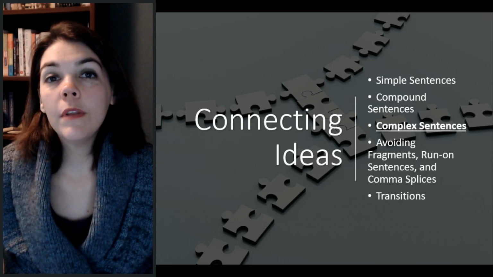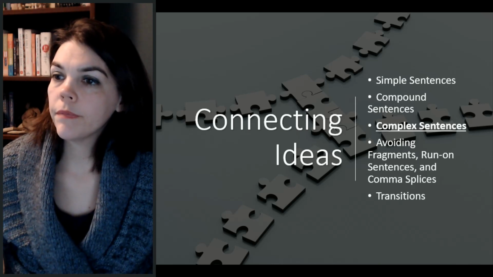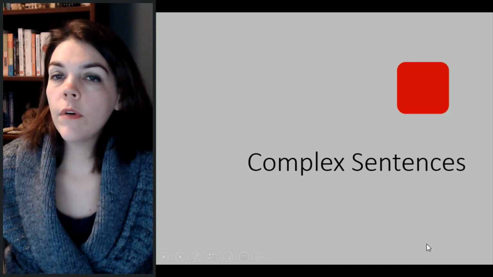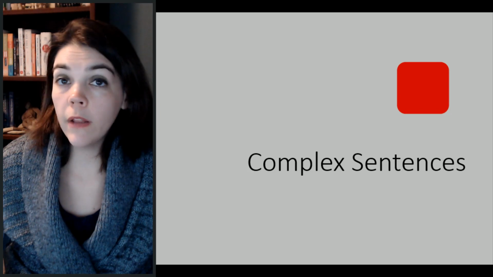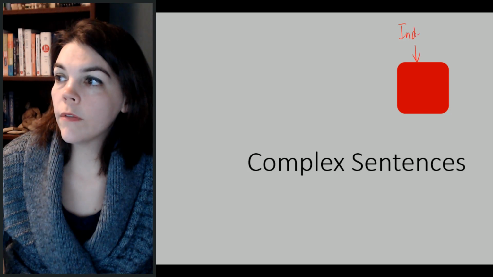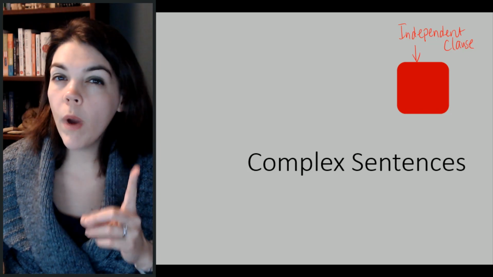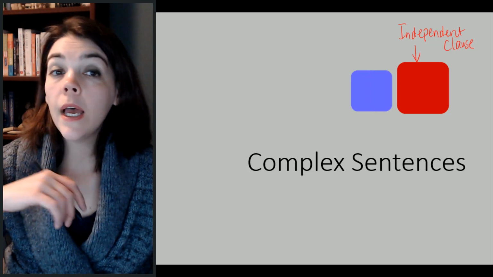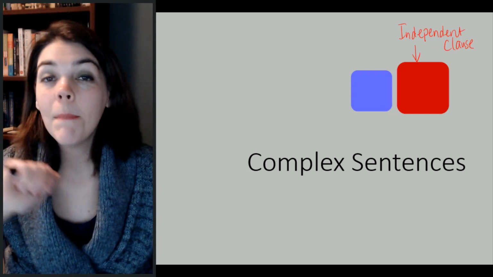So today we're going to be looking at complex sentences. What does that mean? So remember, I started with this foundational block of English. The smallest unit of English that makes sense is an independent clause. We've already seen that when we put two independent clauses together, it makes a compound sentence. Well, what happens if we put a dependent clause with an independent clause? It makes a complex sentence.